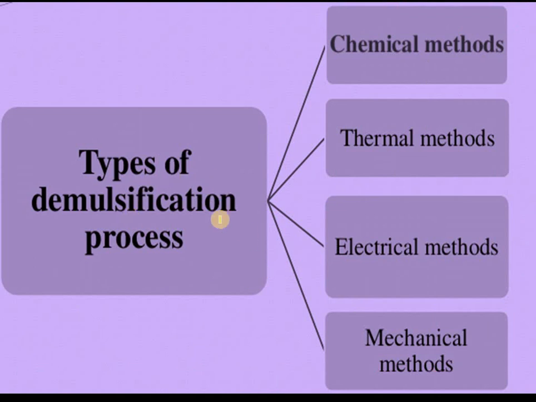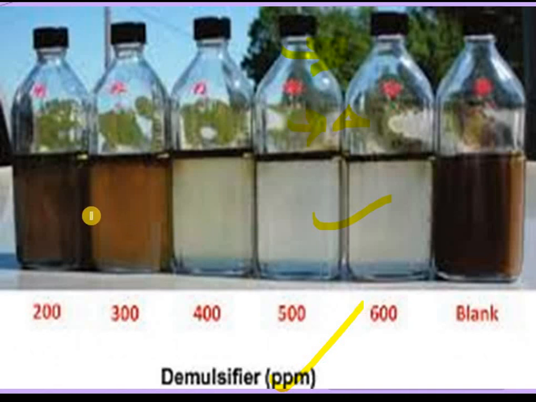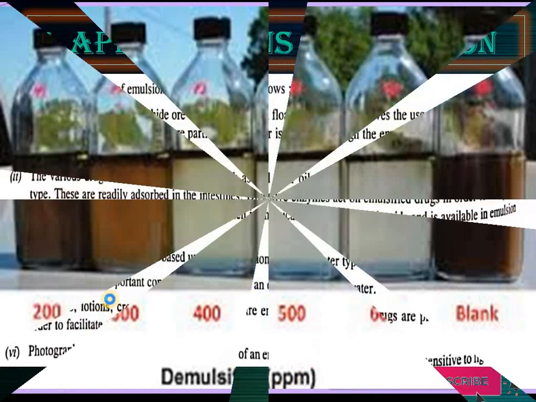So how can we do demulsification? The types of demulsifying processes are chemical, thermal, electrical, and mechanical. By chemical methods, by addition of a chemical we can reverse the effect of the emulsifying agent. By the thermal method, meaning by heating, we get the reverse effect of the emulsifying agent. By electrical methods we can do demulsification, and by mechanical methods we can do demulsification. This is the effect of demulsification. This is a good emulsion here, and here this is the difference in ppm, and ppm we studied in the chapter on solutions.